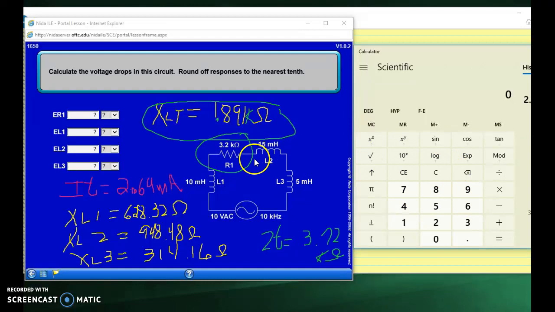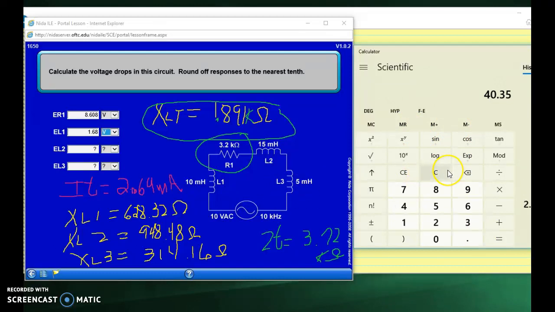All right, here we go. So I'm going to take 3.2 times what's in my memory, and that's going to give me 8.608 volts. And then I'm going to take L1's ohmic equivalent impedance, and I'm going to say 0.628, because remember this is in K. Actually, I need to do that on my calculator, not over here. 0.628 times what's in my memory, and that's going to be 1.68 volts. Do the same thing for L2, which is 15. So 15 times what's in my memory.